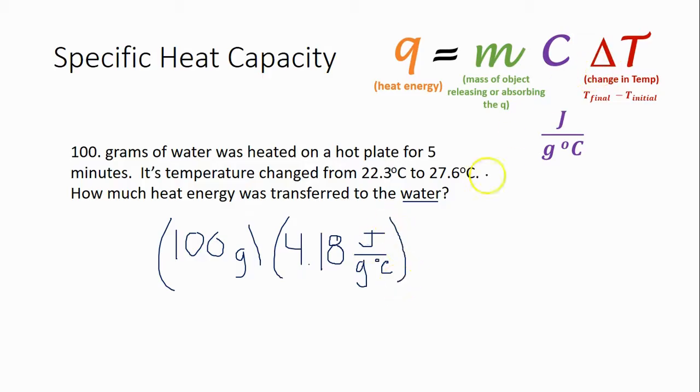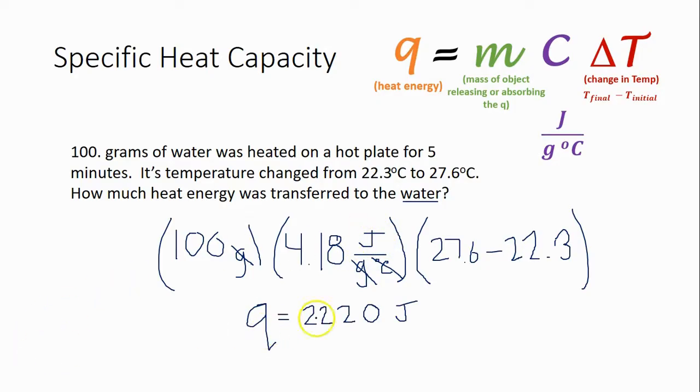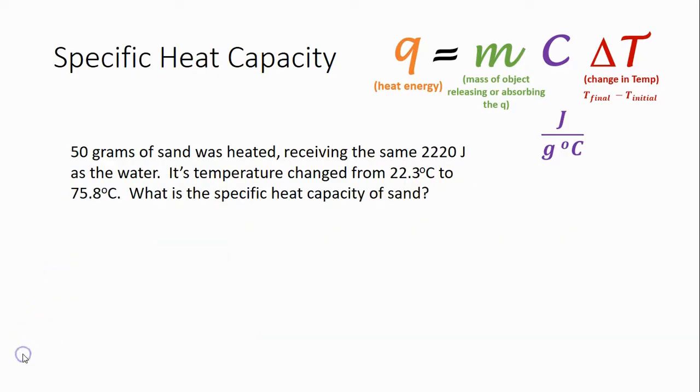The last thing we need is a delta T, which is also given to us in the problem. Just remember to always do final minus initial. So in this case, we would have to do 27.6 minus 22.3. All that's left is to subtract those, multiply everything together. Notice how the units cancel off, grams, grams. I didn't write in degrees Celsius, but those are going to cancel off too, so our final answer will come out in the units of joules. And after you do that, you should get 2,220 joules that was transferred to the water to cause this temperature change.